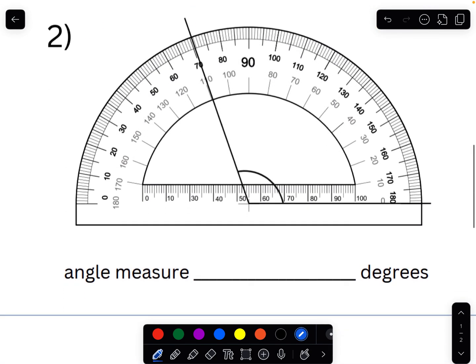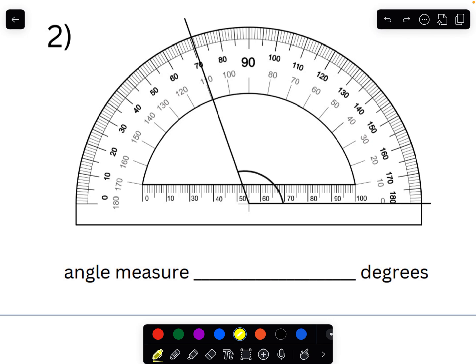How about this angle? Let's take a look at it. The first thing I need to ask myself is, do I use the numbers on the bottom, they're kind of grayer than the ones on the top, or do I use these ones in bold black, these ones? And the first thing I need to say is, does my angle open out to the right or open out to the left? Well, I'm noticing it's opening out to the right. It's facing to the right.